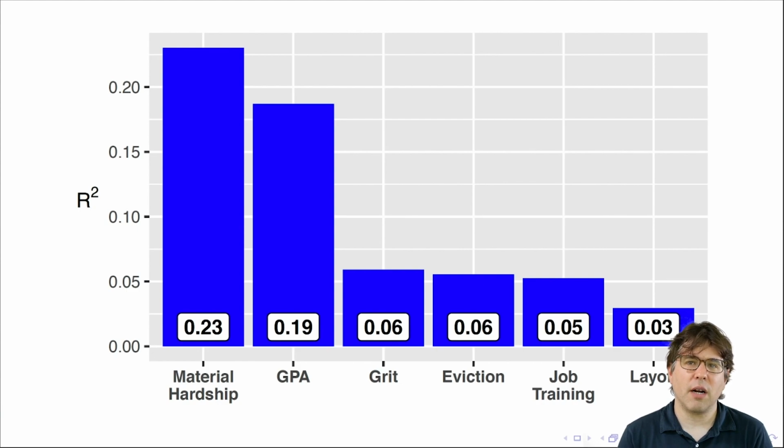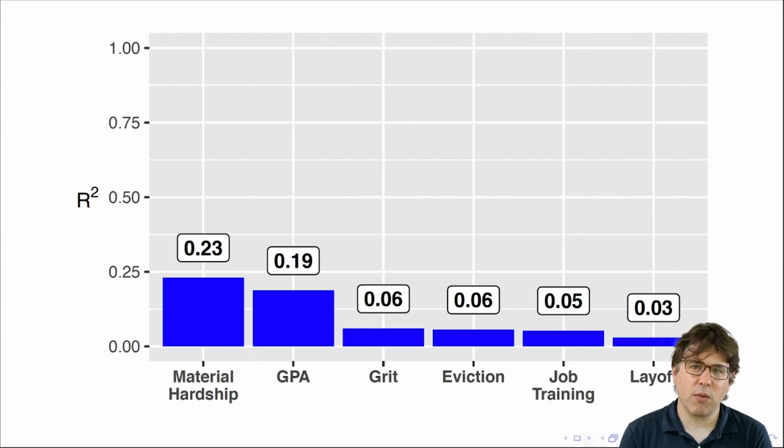So these are the R-squared holdout values. For material hardship and GPA, we see R-squared of about 0.2, and for the other outcomes, we see R-squareds close to 0. So this is one way that you might look at this graph. Let me show you the way I think we should look at this graph.